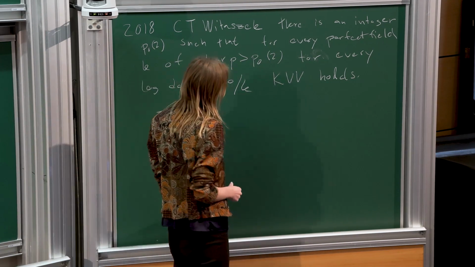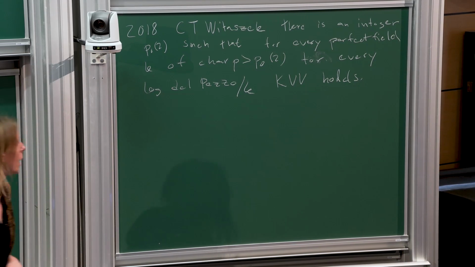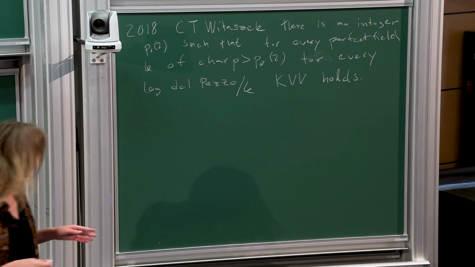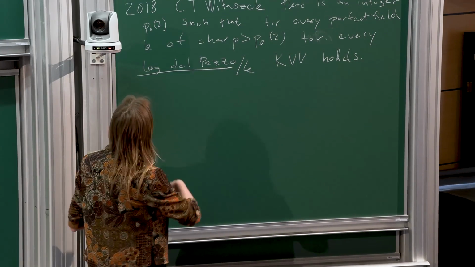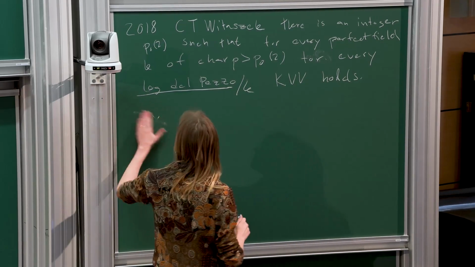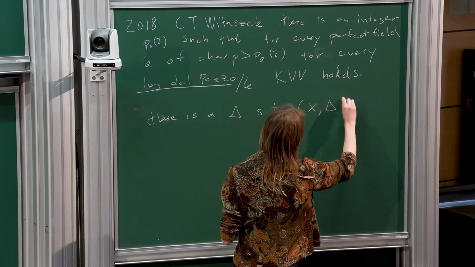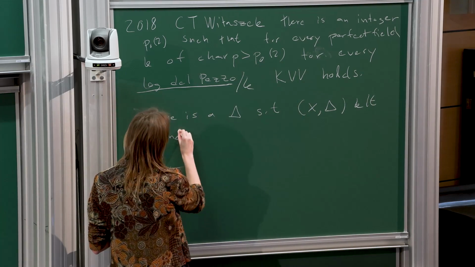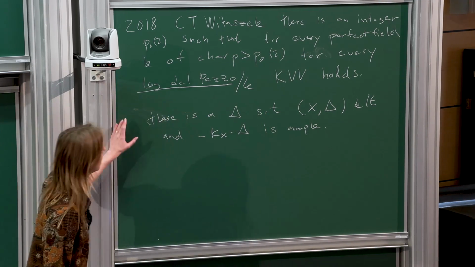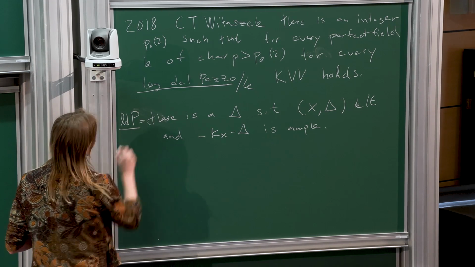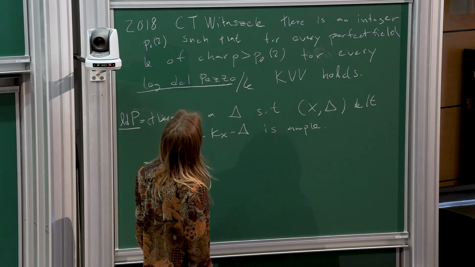And their methods were such that this P02 was completely implicit, and there was no bound on this. Is a log del Pezzo? Yes. So I'm going to define this. So log del Pezzo just means there is a delta such that (X, delta) has KLT singularities, and minus K_X minus delta is ample. So this is the definition of log del Pezzo. This again allows this class of singularities.